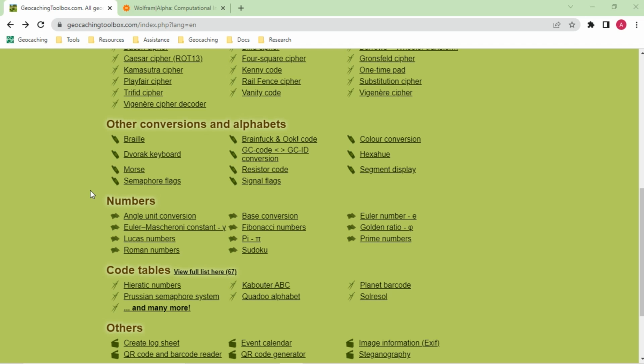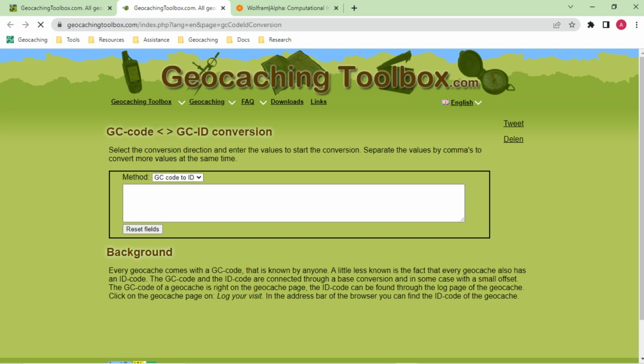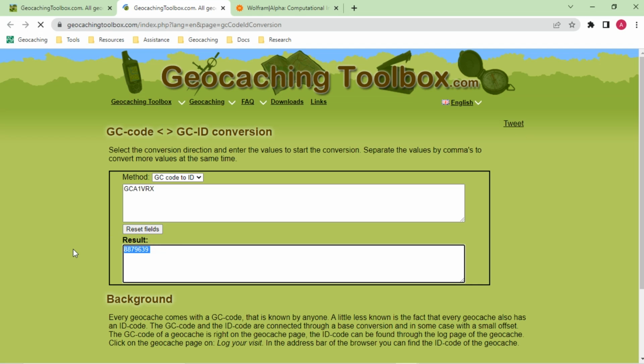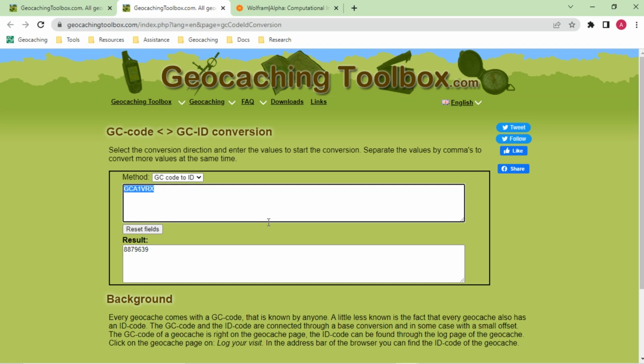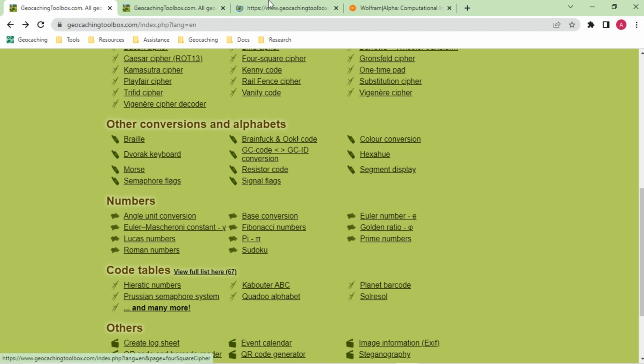So I'm going to use the geocachingtoolbox.com to do some of the things I just talked about. First the base conversions and the GC code conversions. If I open this one and I use the GC code, it will convert it to the GC ID. And as I mentioned earlier, this is a special base 31 conversion. We can also use the base conversion to get the same result, but we have to do slightly more steps. So if we go back, we open the base conversion.